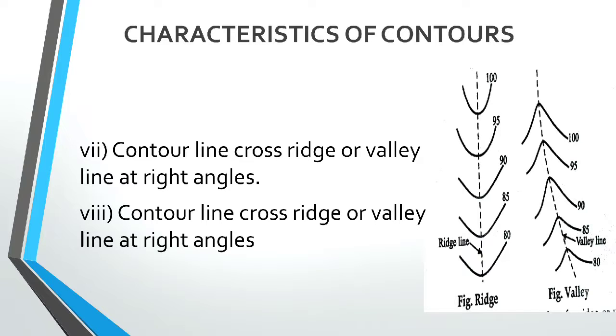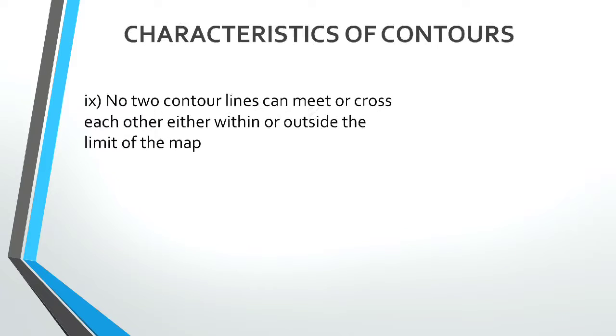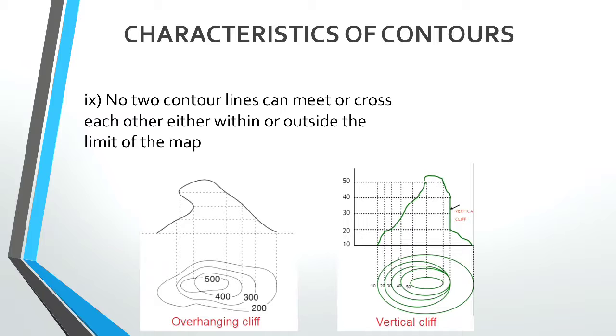Then we proceed to number 9, which is that no contour lines can meet or cross each other, either within or outside the limit of the map. Well, there's an exemption to this. Contour lines cannot merge or cross one another on a map except in the case of overhanging cliffs. A contour line never runs into another except where several contours coincide and the horizontal equivalent becomes 0.